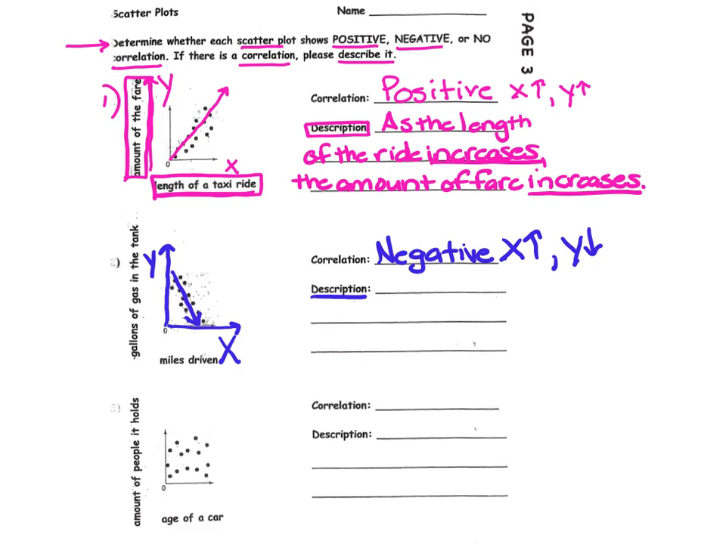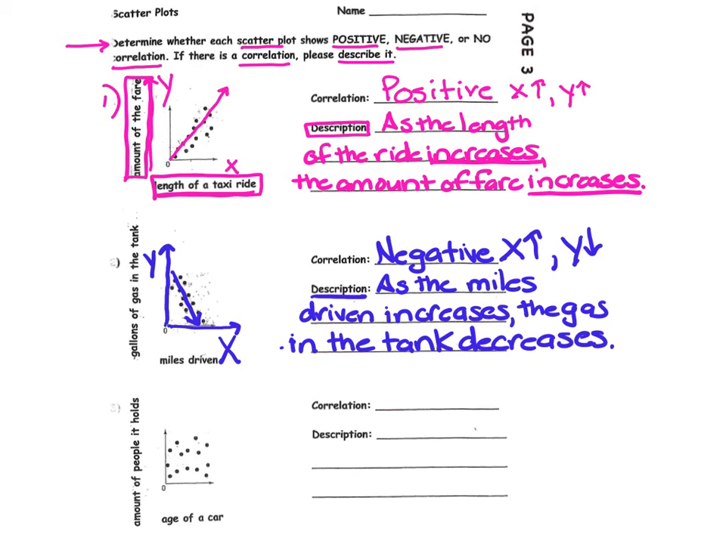Please write a description for this relationship. You should have written something like this. As the miles driven increases, the gas in the tank decreases. Please pause the video and take down these notes. When you're ready, turn the video back on and let's look at problem number 3.